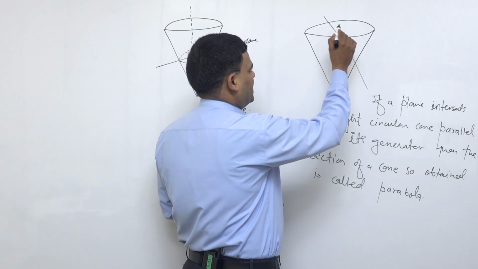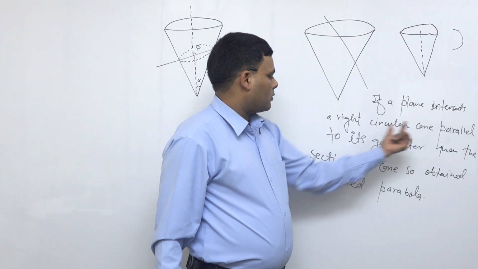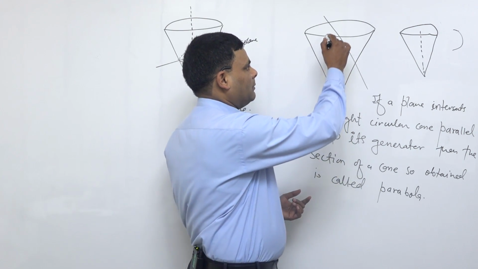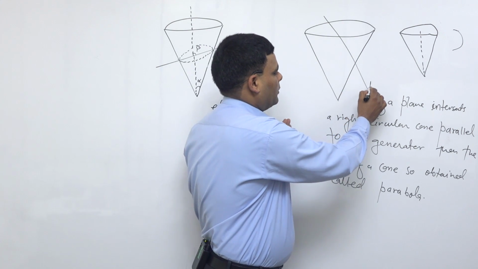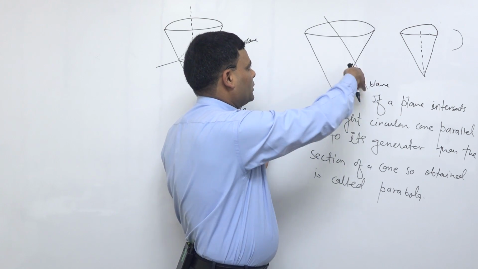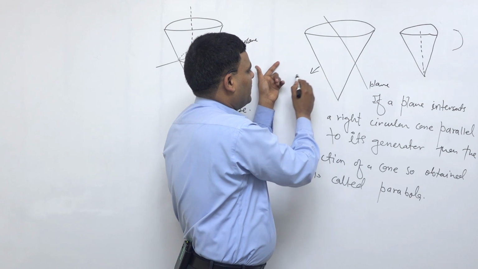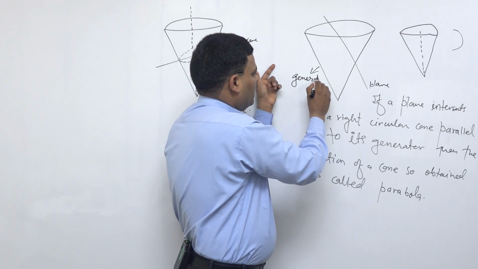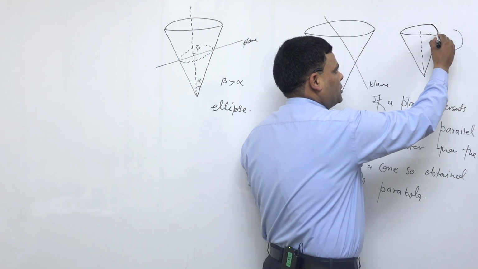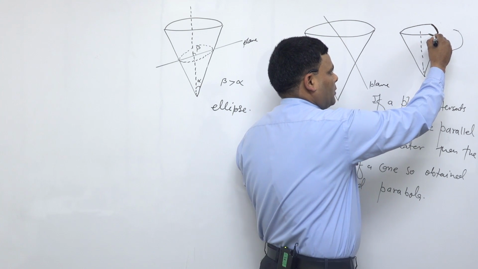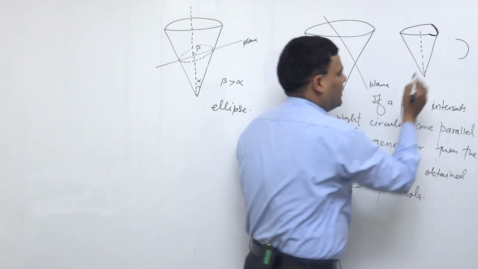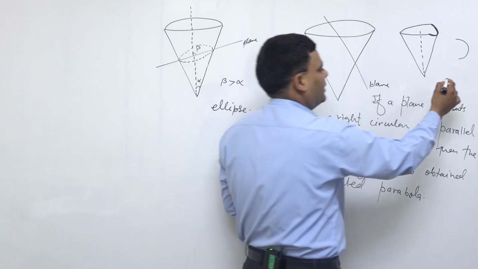If a plane intersects a right circular cone parallel to its generator, then the section of a cone so obtained is called a parabola. Suppose there is a cutting plane, like a knife, that cuts the cone parallel to the generator of the cone. The curve obtained at the intersection is C-shaped, and we call it a parabola.